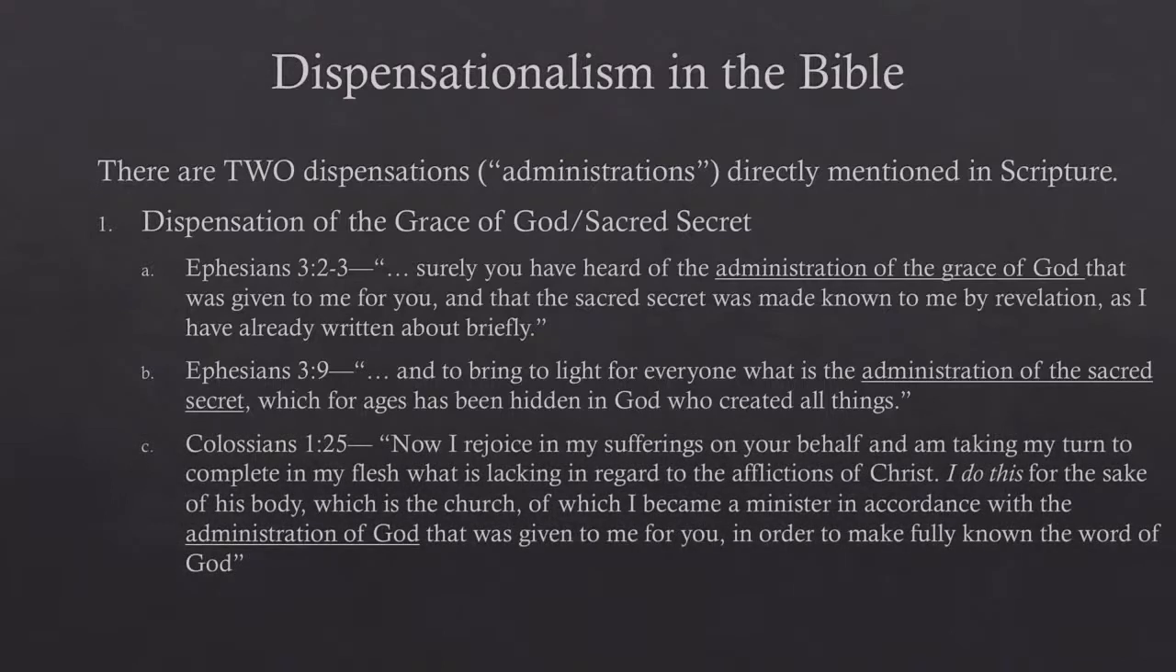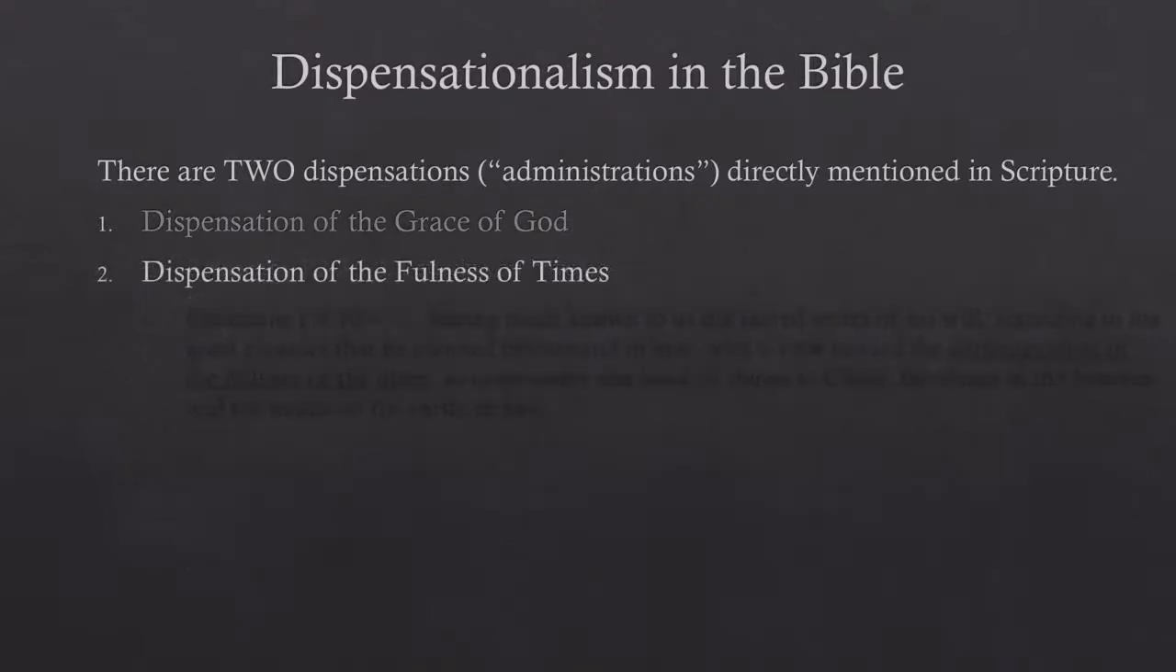And then in Colossians chapter 1, verse 25, it says, "Now I rejoice in my sufferings on your behalf, and I'm taking my turn to complete in my flesh what is lacking in regard to the afflictions of Christ. I do this for the sake of his body, which is the church, of which I became a minister in accordance with the administration of God that was given to me for you in order to make fully known the word of God." The second dispensation is called the dispensation of the fullness of times.